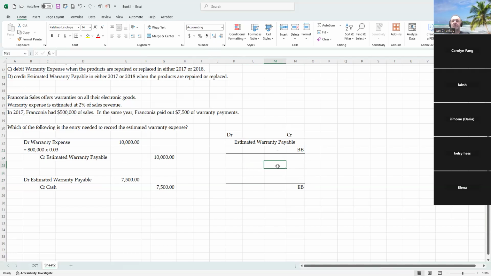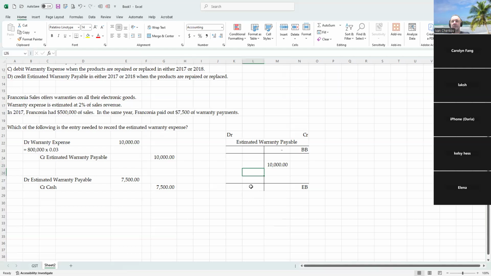Every time you see an amount coming to warranty payable, that means it comes on the credit side. Which account are we going to debit when we have a warranty payable? There's only one option. It has to go to warranty expense. If you see a credit in warranty payable, the corresponding account on the debit side is always warranty expense. So we have the 10,000 here coming in.